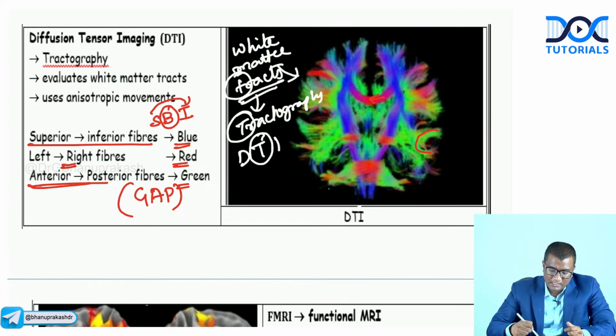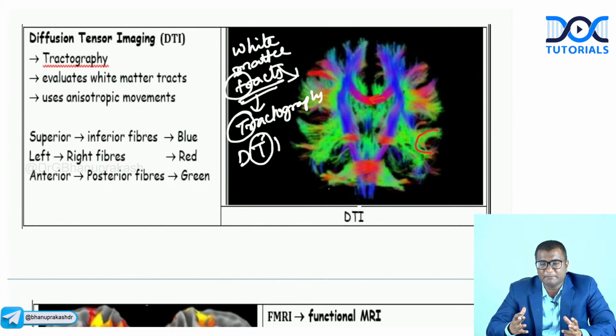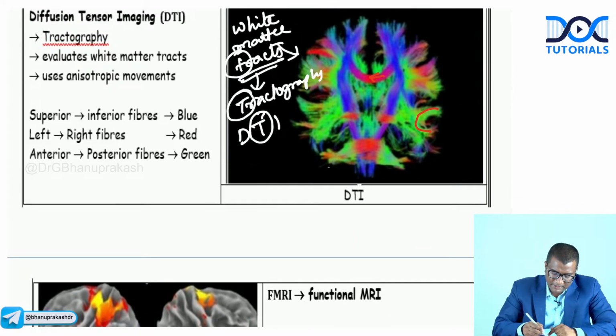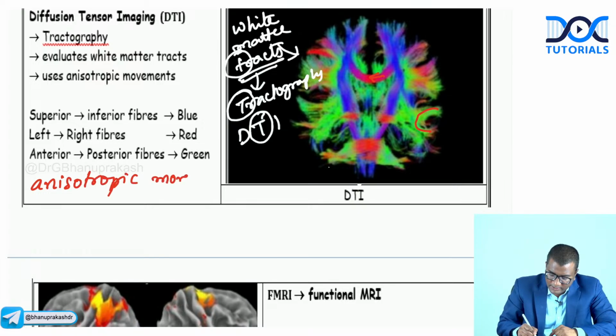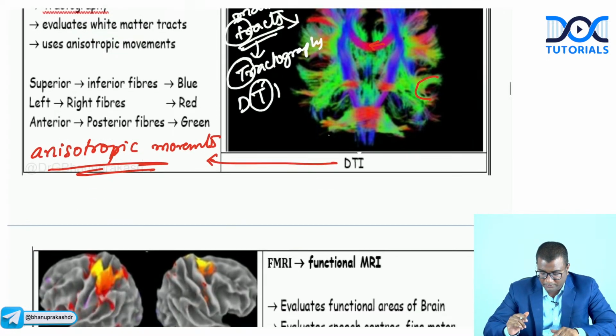So let us try to understand. The color coding is there on diffusion tensor imaging. If you see an MRI image showing colorful images, that is diffusion tensor imaging, tractography for white matter tracts. Superior to inferior fibers will be blue, anterior to posterior fibers will be green, and fibers going from left to right will be red. This is based on anisotropic movement in one direction. Diffusion weighted imaging is based on Brownian movement. Diffusion tensor imaging is based on anisotropic movements.